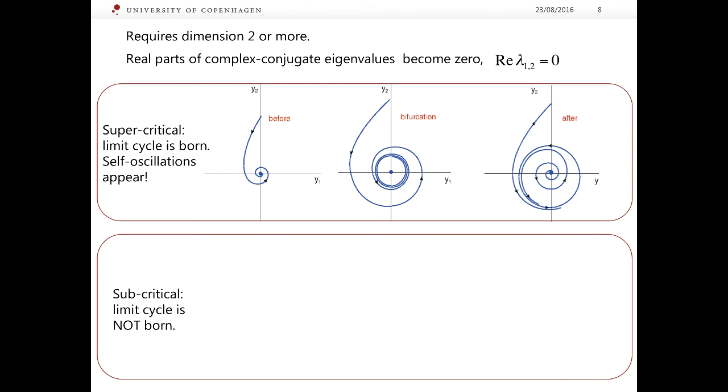The second version of Andronov-Hopf bifurcation is called subcritical bifurcation. Before the bifurcation, the phase plane should contain a stable fixed point, which should be a stable focus, just like with the supercritical case. However, in addition to that, in the phase plane there should exist an unstable periodic orbit, which is not a limit cycle.